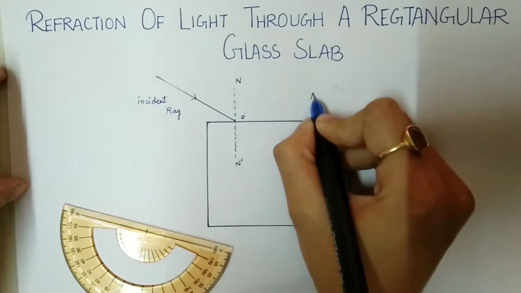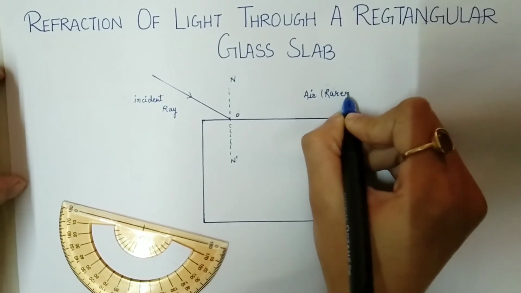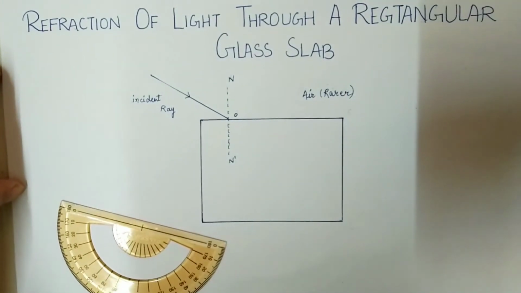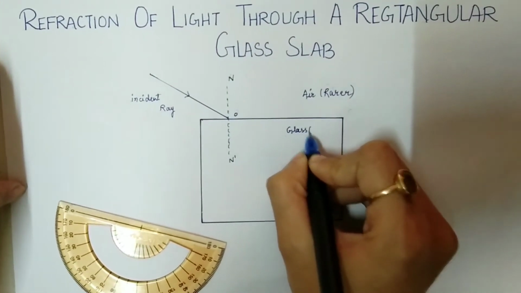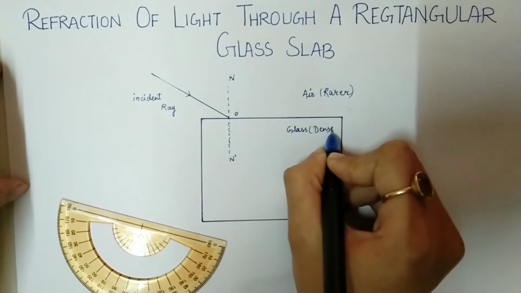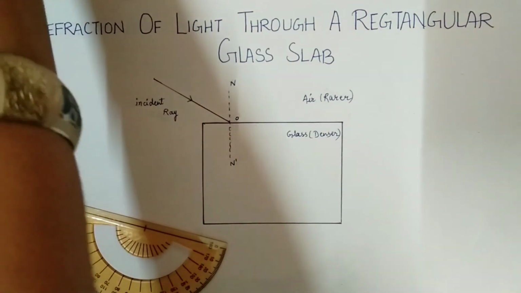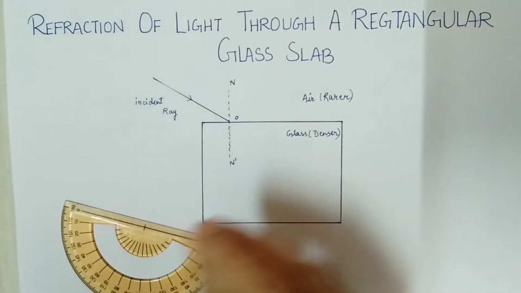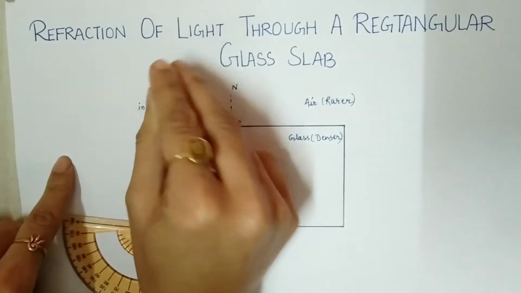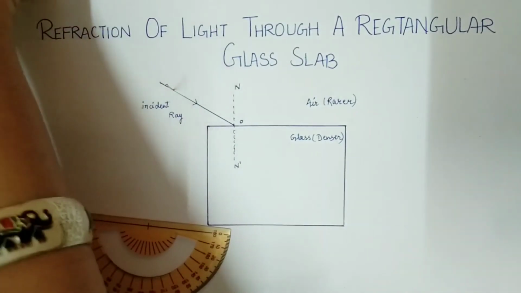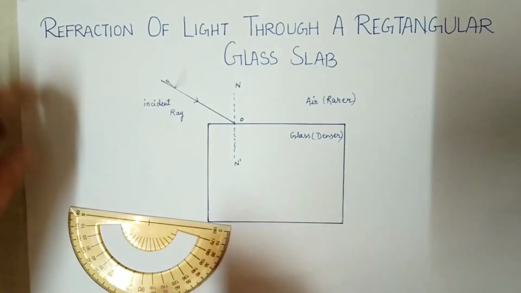This is the medium air, which is rarer. Rarer means which is having low refractive index, and this is our glass, which is denser, which is having more refractive index. Now we have to fix two pins at this line, the incident ray. You have to just see the pins must be erect.